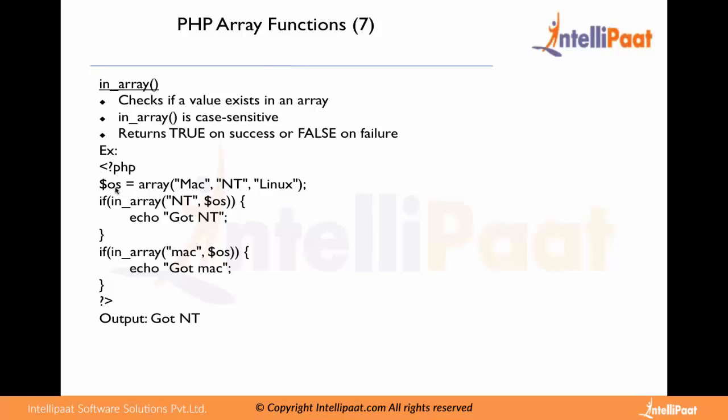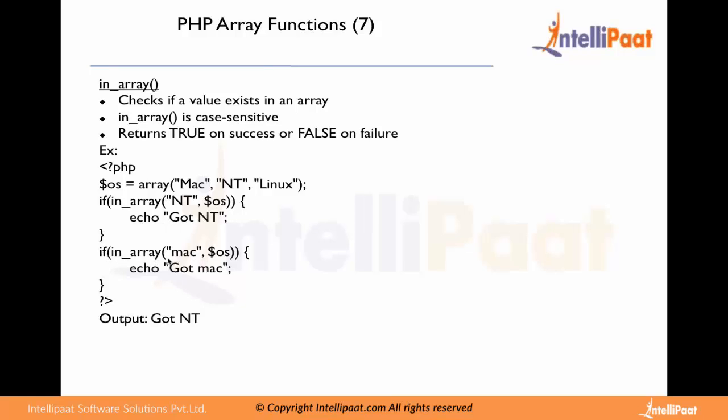So here I have an array which has three values: Mac, NT, and Linux, and I am using the in_array function and passing the search key and this array. If this value exists in the array, it will give me true. If it does not exist in the array, it will return false. So in the first condition I am checking NT. NT is present, so it will give me the output got NT.